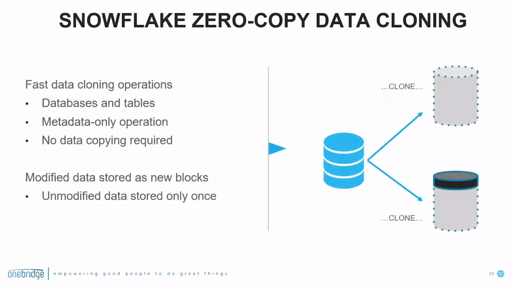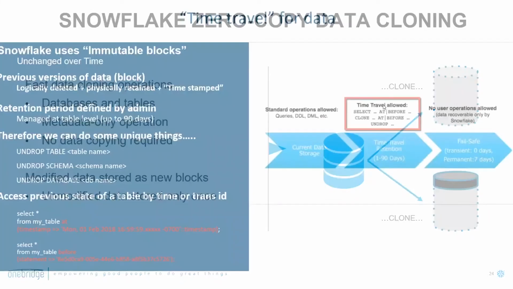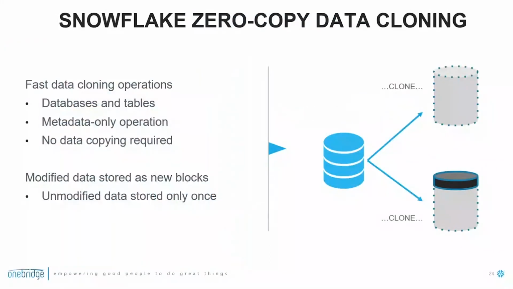In the Snowflake zero copy data cloning method, this is just awesome. It gives us the ability to create clones of our tables. It's a metadata only operation. There's no data actually copying, no doubling of the environment, is what we're saying. So the modified data store has new blocks, but what that means is that the unmodified data is only stored once. It's new data blocks on my storage. It's not new storage.